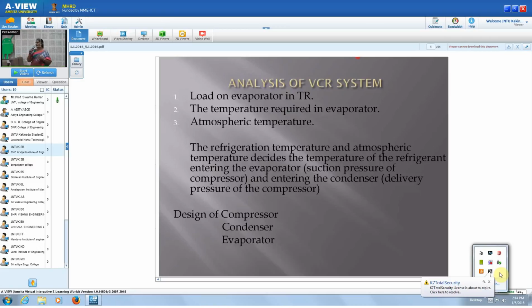Then the condenser. The condenser is nothing but a heat exchanger. So what is the inlet temperature of the water used for condensation? What is the exit temperature? So is it a parallel flow heat exchanger or otherwise a counter flow heat exchanger? So that is to be known here. And the evaporator. The evaporator is also a heat exchanger. So what is the length of the evaporator tubes required? What is the diameter of the evaporator tube required? So that all depends upon how much heat is to be removed from the evaporator.